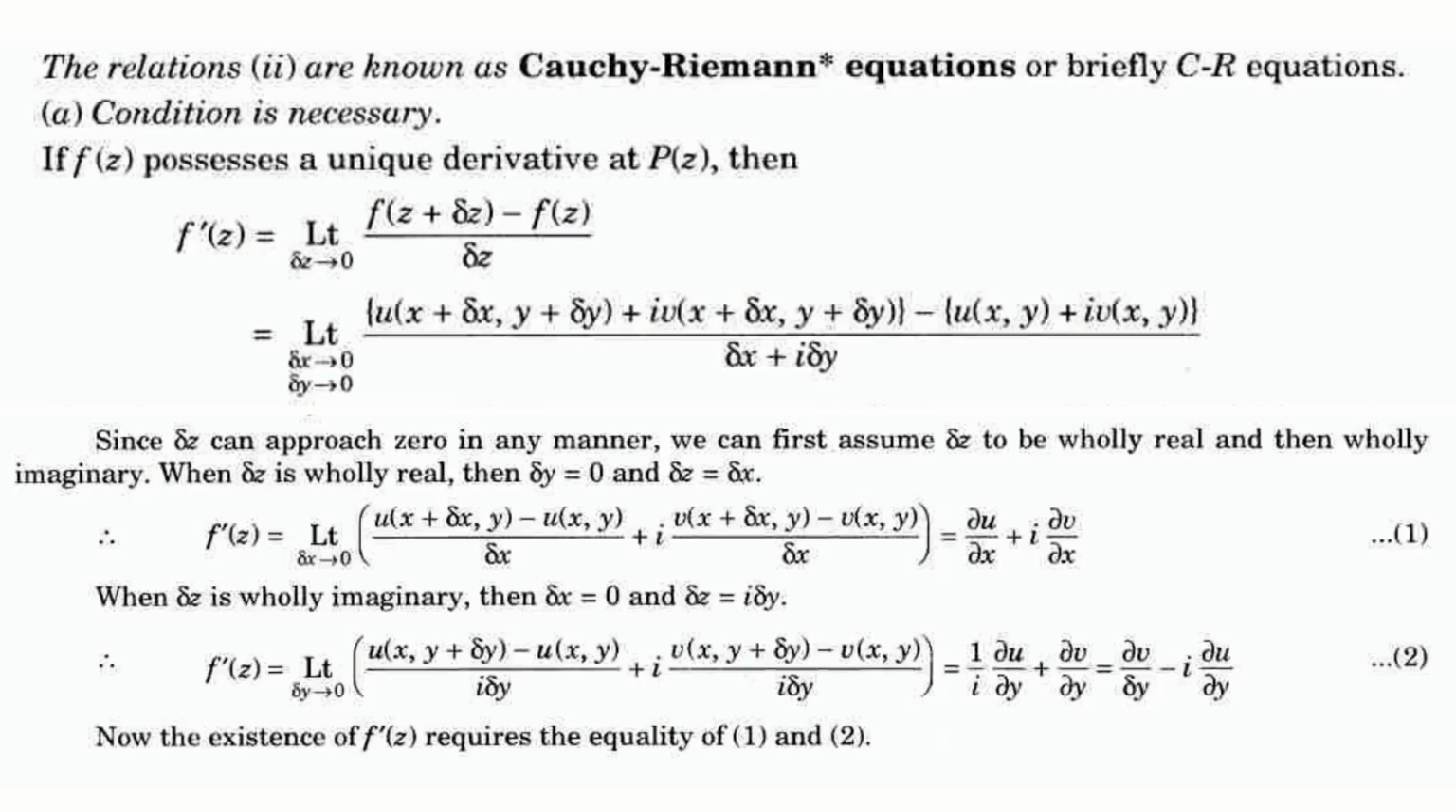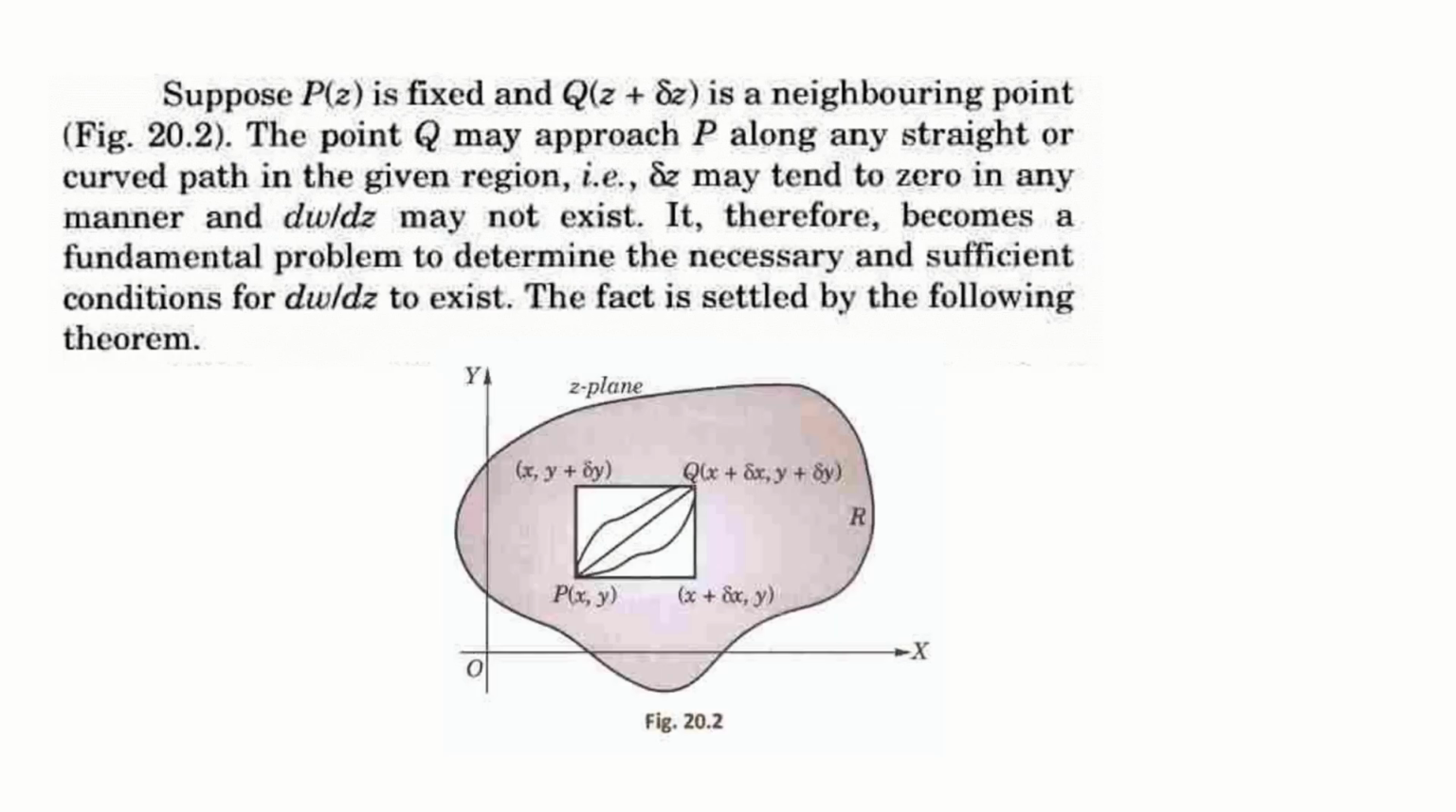So let's go ahead with our next slide, which says: suppose p(z) is fixed and q(z + delta z) is a neighboring point. You can look at the figure below. The point q may approach p along any straight or curved path in the given region. That is, delta z may tend to 0 in any manner, and delta w by delta z may not exist. It therefore becomes a fundamental problem to determine the necessary and sufficient condition for delta w by delta z to exist. The fact is settled by the following theorem.